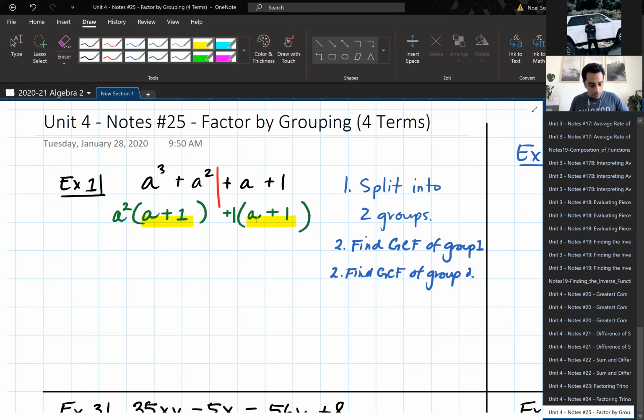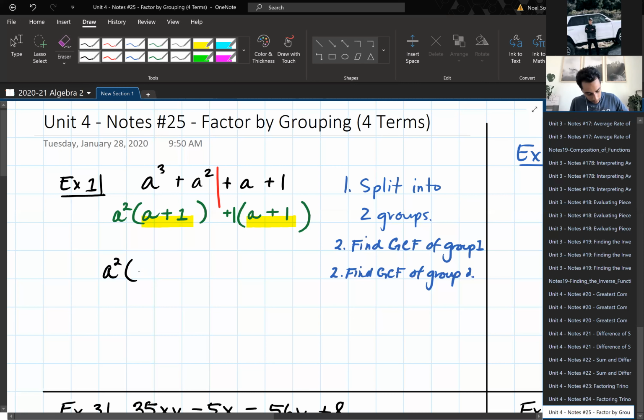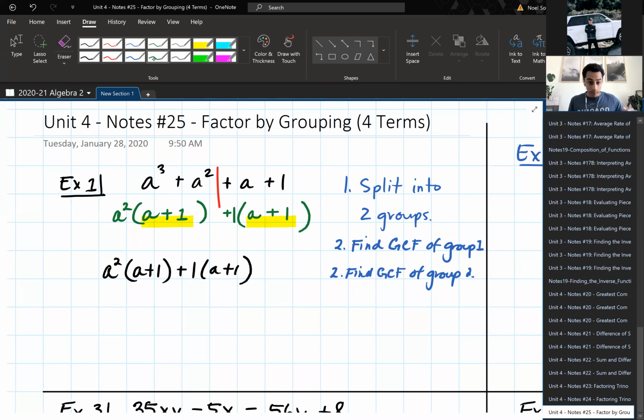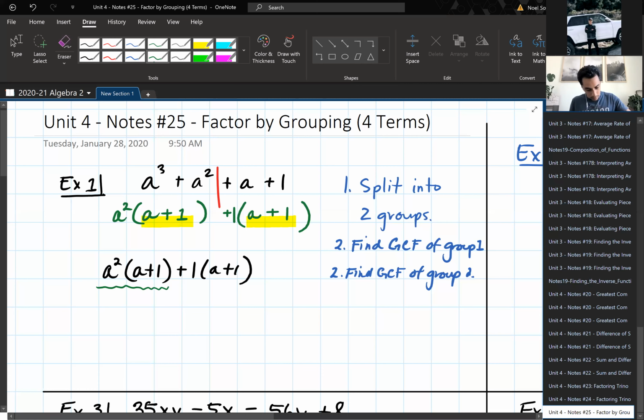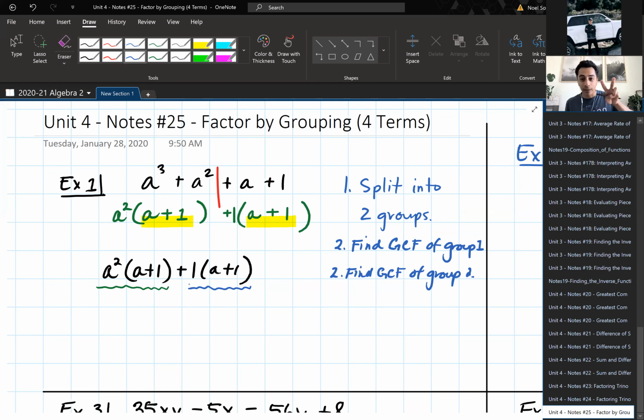All right, so I'm going to just rewrite it for the sake of making it look a little cleaner. So I have a squared times a plus 1 plus 1 times a plus 1. So now technically what I have are 2 separate terms. Here's term number 1. Here's term number 2. We're going to do GCF one more time. What is it that both of those terms have in common? There's more than just 1.